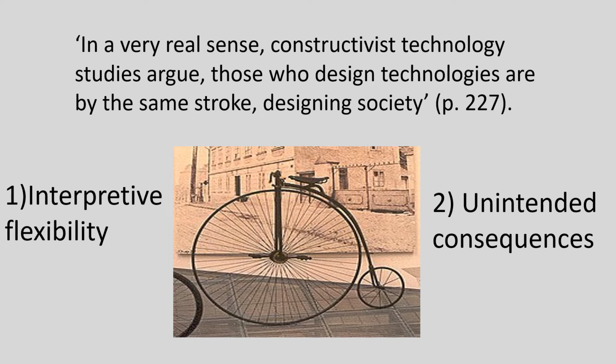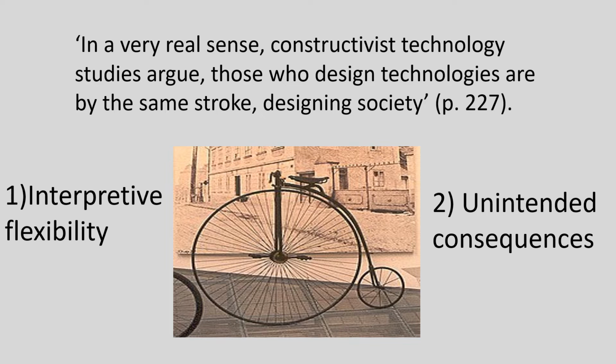Now, there are two parts of this constructivist idea that Faulkner emphasizes here. The first thing she emphasizes is interpretive flexibility, and she means that when a new technology is introduced, there's considerable flexibility about what it's going to look like, about the shape it's going to have, and about what ends it's going to serve. The example she uses comes from a very famous and influential study by Bijker and Pinch in 1984, and that study focused on the development of the bicycle in the 19th century.